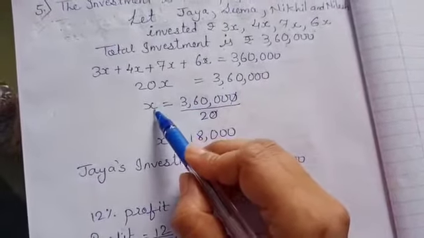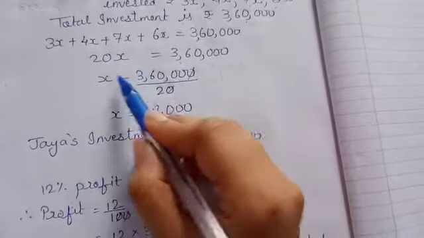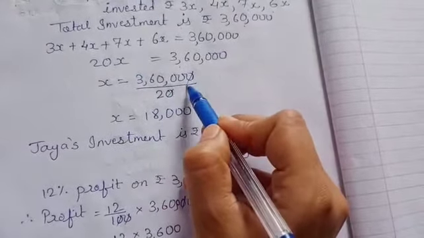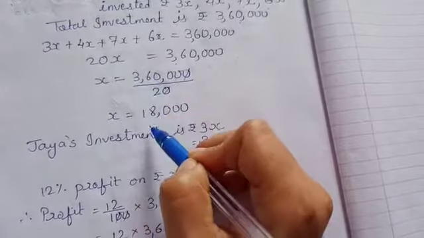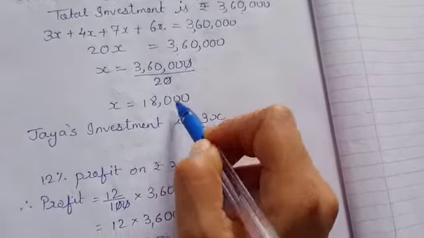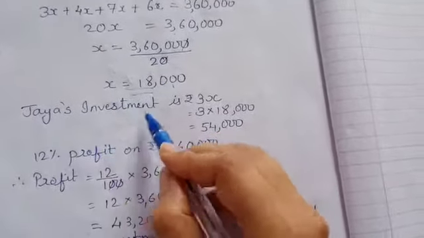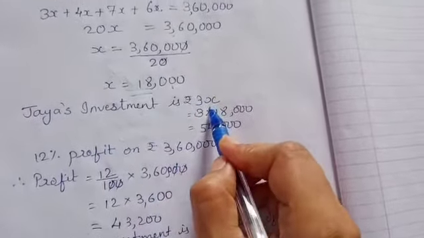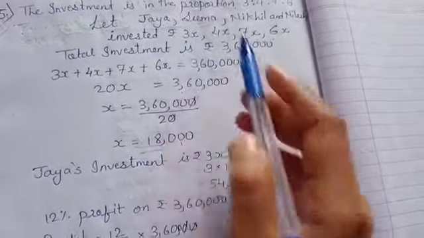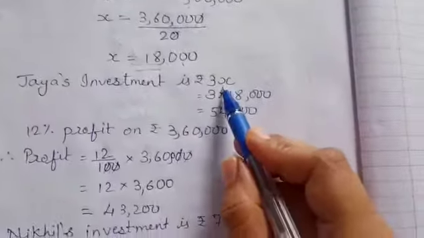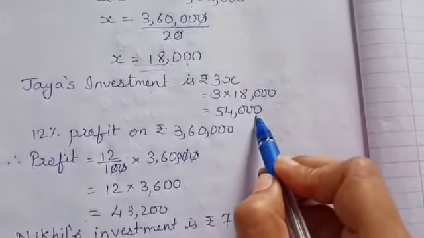Now we will take x outside. x equals 3,60,000 upon 20. This 0 and this 0 are cancelled and you can cancel with 2. So you will get 18,000. So we get x equal to 18,000. So Jaya's investment is rupees 3x. We will take x here: 3 multiplied by 18,000, you will get 54,000.